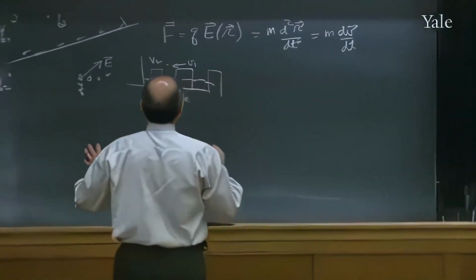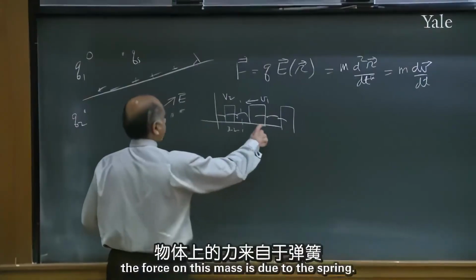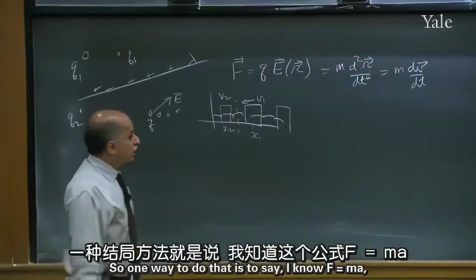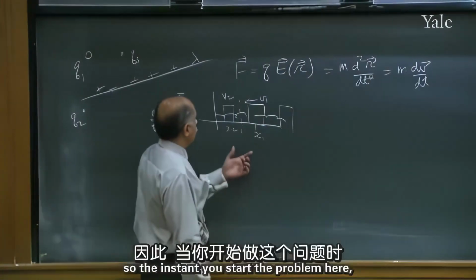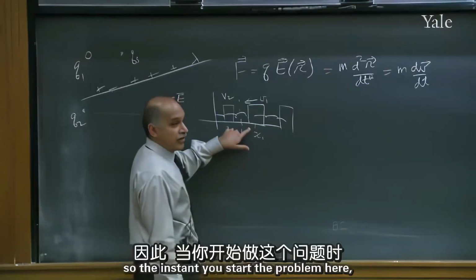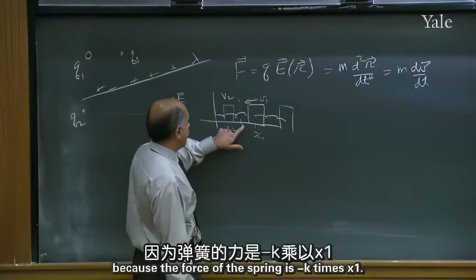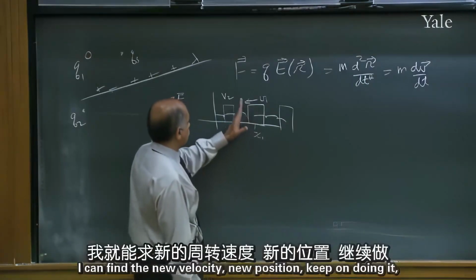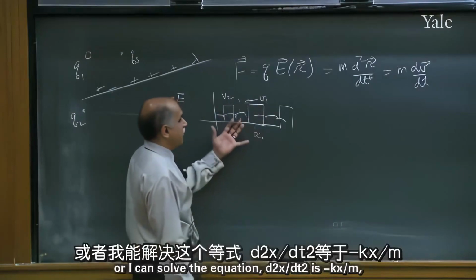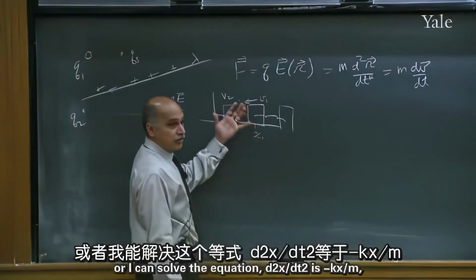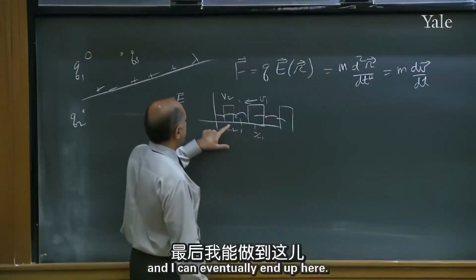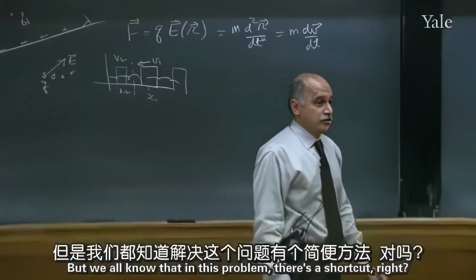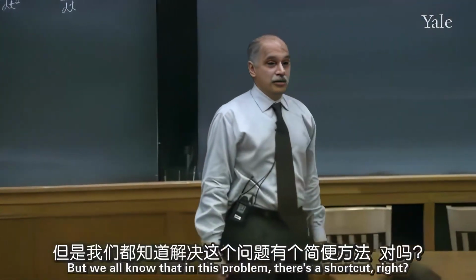Unlike the electric force, the force on this mass is due to the spring. Apart from that, it's the same situation. So one way to do that is to say, I know F equals ma. So the instant you start the problem here, I know the acceleration because the force of the spring is minus k times x1. Once I know the force, I know the acceleration. I can find the new velocity, new position, keep on doing it, or I can solve the equation. d2x over dt squared is minus kx over m, and I can eventually end up here, then I can find the velocity here. But we all know that in this problem there's a shortcut, right?